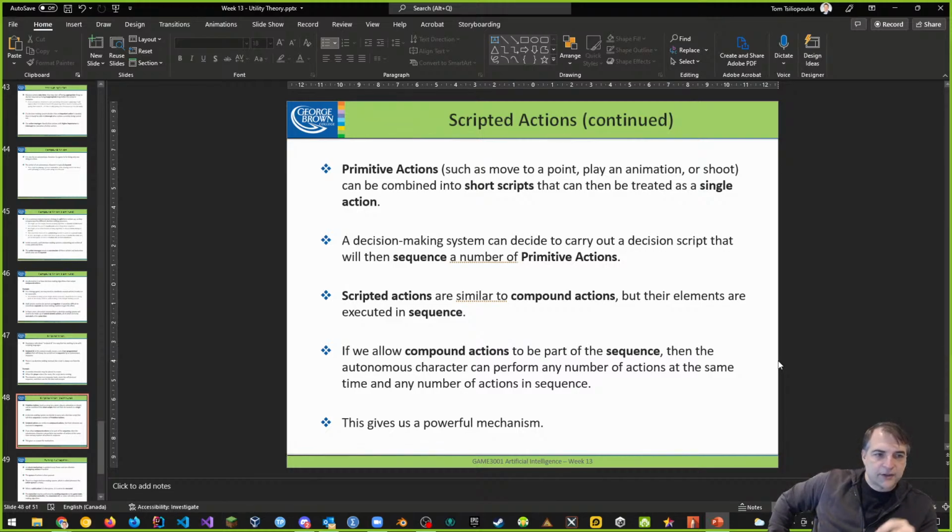All right. So when we think about actions themselves, if we do some more classification, primitive actions such as move to a point, play an animation, or shoot, those are primitive actions, and they can be combined into short scripts, right? And it can be treated as a single action. So I have a bunch of smaller actions that are scripted, and that scripted action is a sequence that I'm going to be playing, right? Scripted actions are very similar to compound actions, whereas a scripted action might be something that I run in sequence, a compound action I run in parallel.